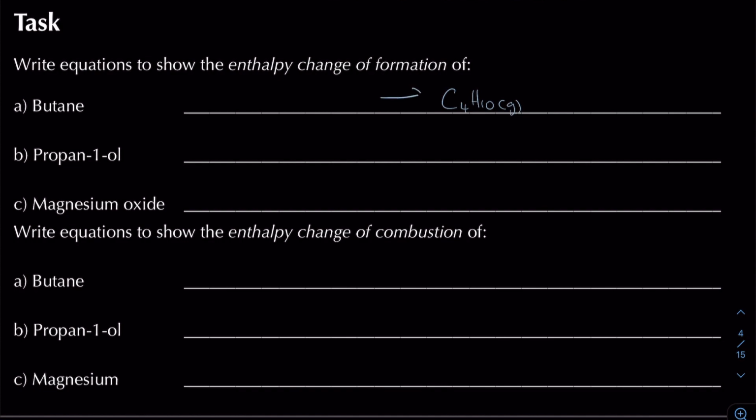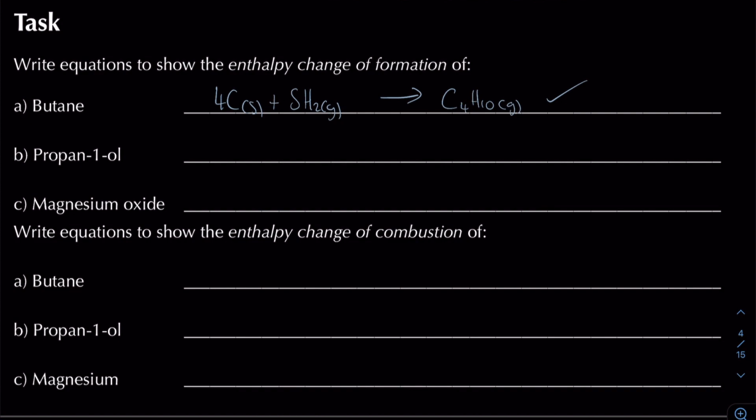If I were to look at my reactants, in this case, I'm going to have 4 lots of carbon atoms, 4 lots of carbon, that's going to be a solid, and that's going to react with 5 lots of hydrogen, that's going to be a gas as well. If I were to look at that, that's going to be correct. I'm forming 1 mole of a compound from its elements in their standard states under standard conditions.